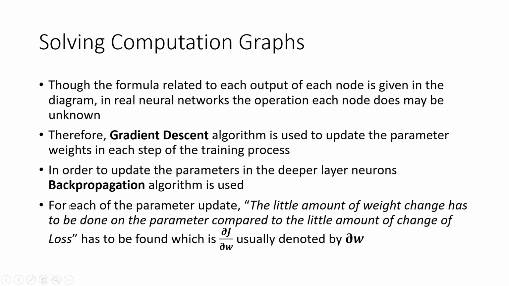So for each of the parameter updates, what we do is find how much weight change has to be done on a parameter compared to a little amount of change in loss. That is what we have to find.